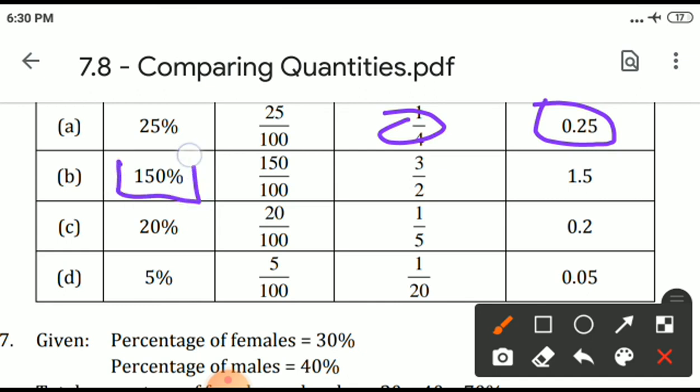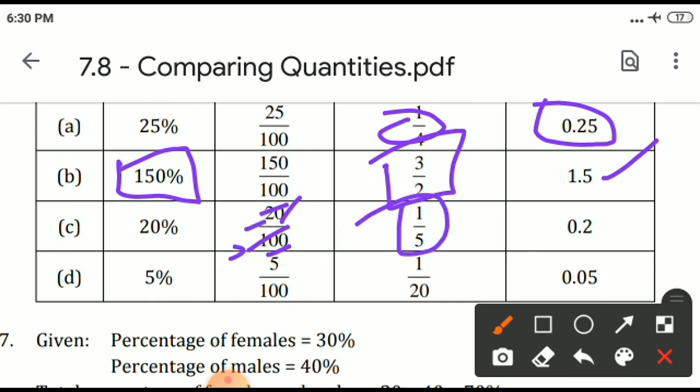150 percent, more than 100, so the answer will come 1 point something. So 150 upon 100 gives us 3 upon 2. 3 divided by 2 will give us 1.5. Yes, 1.5. 20 percent is equal to 20 upon 100. 1 zero cut, 1 zero cut. 2 1s are 2, 2 5s are 10. So 1 upon 5 will be the answer.